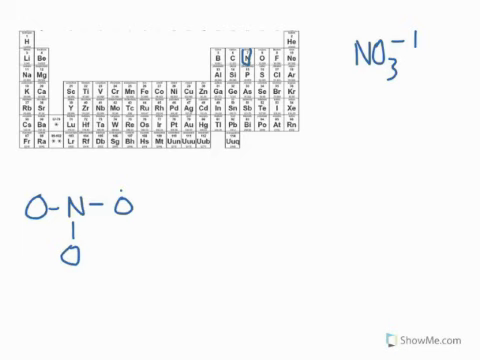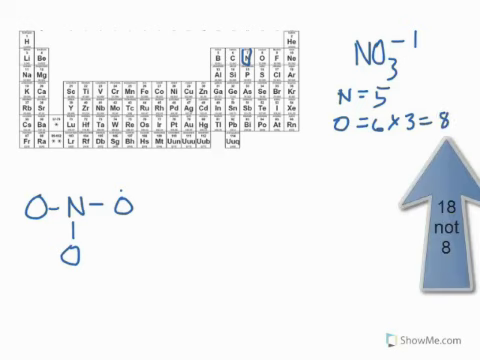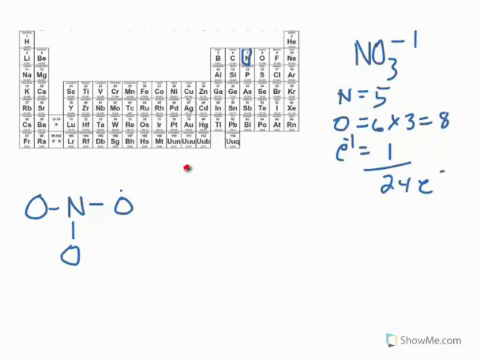I will start off and count the total number of valence electrons. Nitrogen has 5. Oxygen has 6, and there's 3 of them, so it's a total of 18. And there's an extra electron because it's minus 1, so that's 24 electrons. So I will put 6 on each oxygen, that's 18, and 2, 4, 6 around the nitrogen, that's 24 electrons total. So now we'll start to look at this and notice some problems.